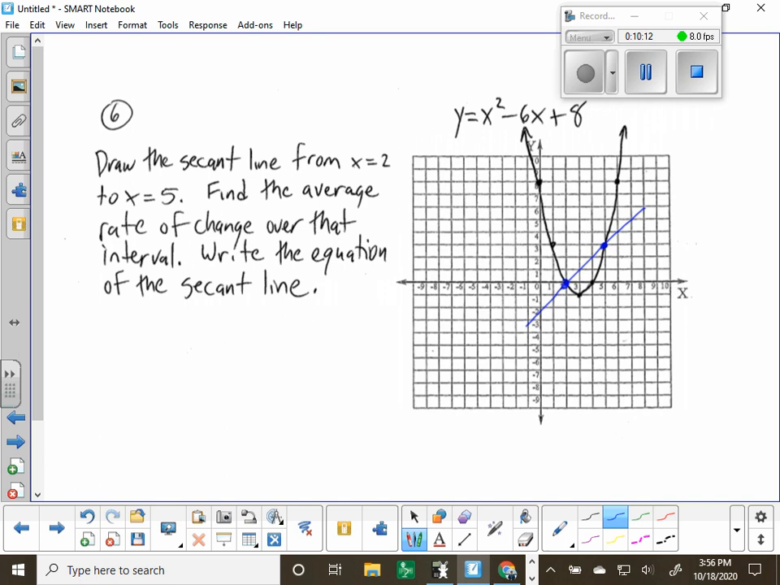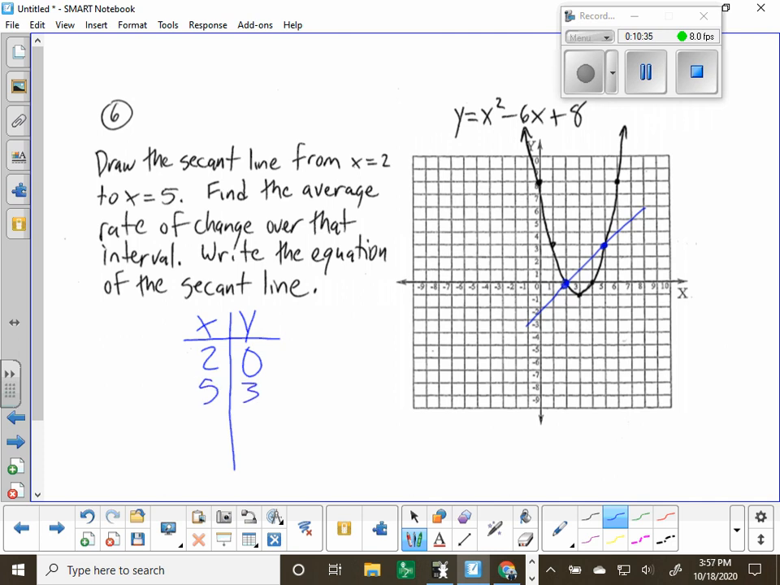I just need to write the equation of that. You don't really need to do a lot of calculations with this. You can just kind of read the graph. That's one of the reasons why I did this. So if I put in 2, I get back 0, because that's the point (2, 0). If I put 5 into the original equation, I get back 3, I believe, isn't it? Yeah, it's 3.